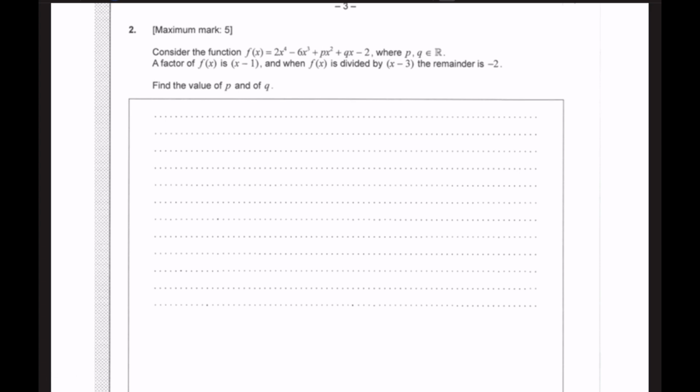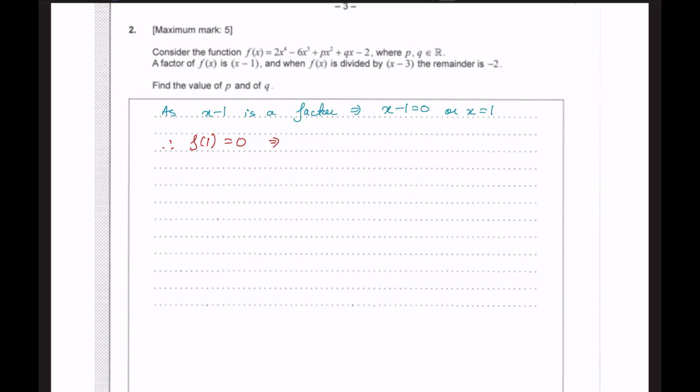Now moving on to question 2. We have this function f(x), which is 2x to the power 4 minus 6x cubed plus px squared plus qx minus 2. So x minus 1 is a factor, and when we divide f(x) by x minus 3, I get remainder negative 2. So from here, as x minus 1 is a factor, then I can say x minus 1 equals 0 or x equals 1. So x equals 1 is the solution of this function, right? Or the root of this function. So I can say f(1) will be equal to 0.